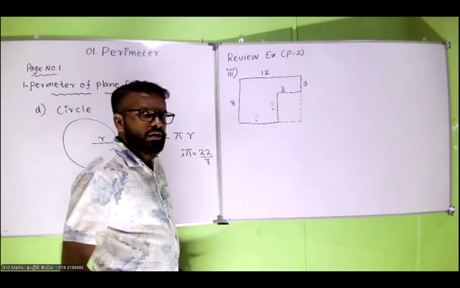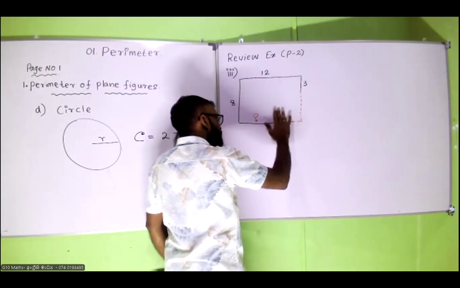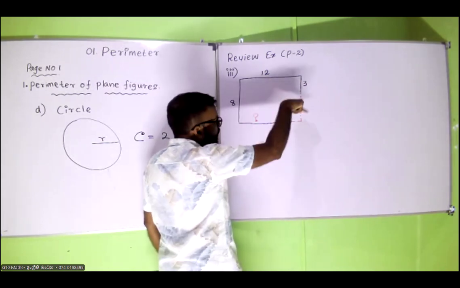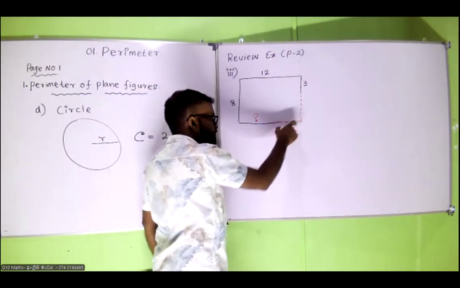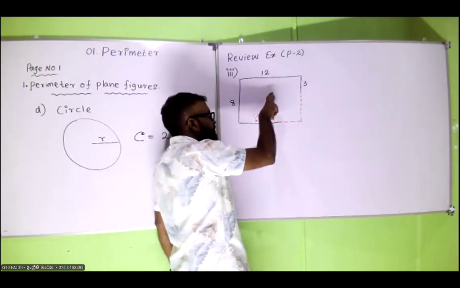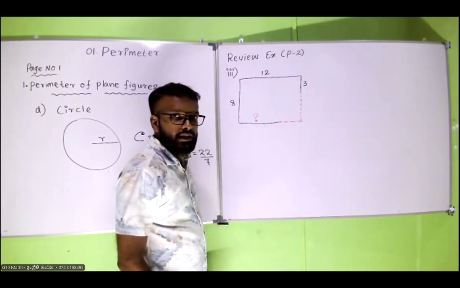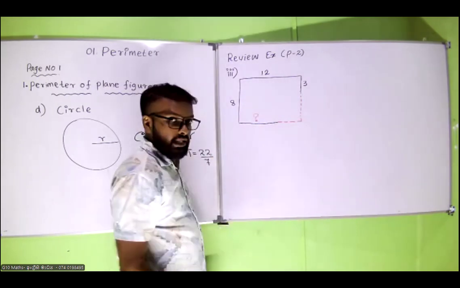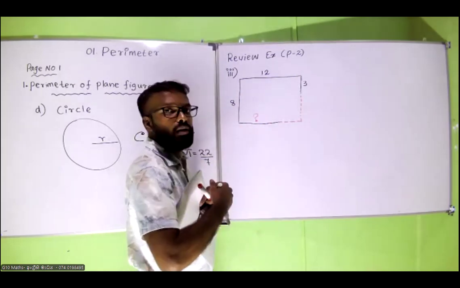Now what happens? Now forget these lengths. What is this? This 3 centimeter has been pushed down. This 5 centimeter has been pushed to the right-hand side. Now this completes a rectangle. 12 plus 8 times 2. Yes, perimeter.